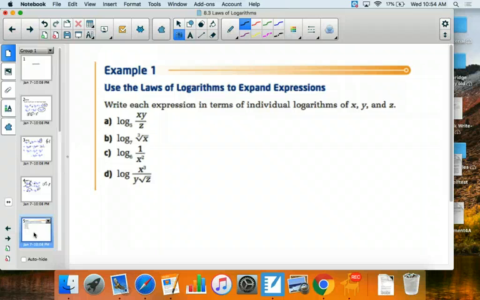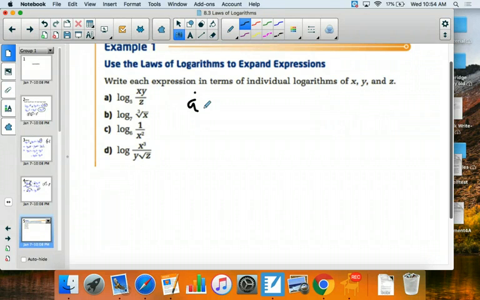Okay, so let's take a look at trying to simplify some of these here. So in this first one, we've got log xy divided by z base 5.